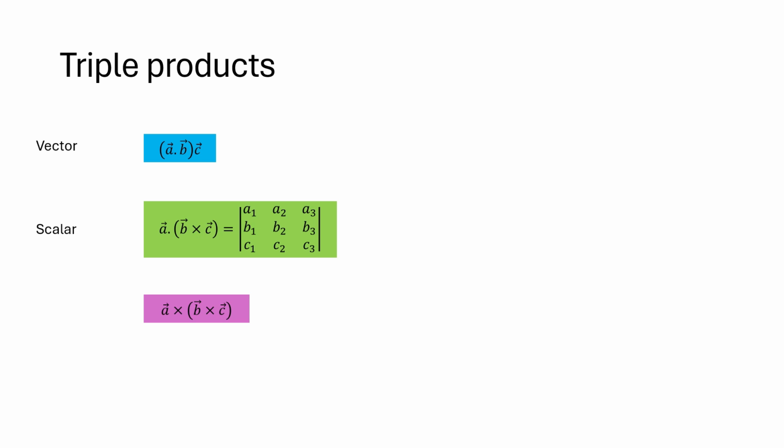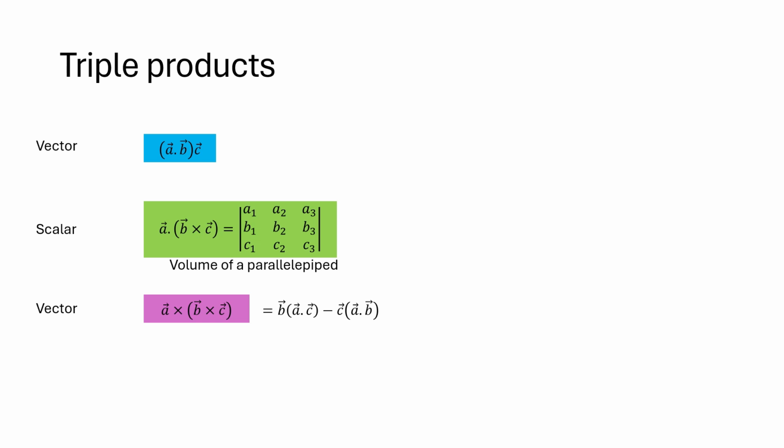Another importance of this expression is that it gives us the volume of a parallelepiped whose three sides are vectors A, B, and C. In the third expression, two cross products will output a vector. The last expression is also equal to B times A dot C minus C times A dot B.